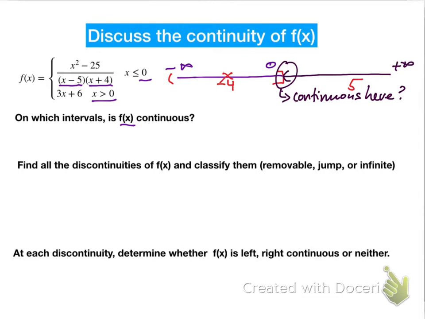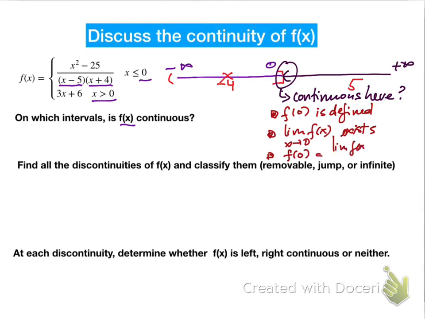Remember that for a function to be continuous at a point, we have to make sure that the function satisfies three conditions. The first condition is that f of 0 is defined. The second is that the limit of the function as x goes to 0 exists. And the third is that the function value at 0 is the same as the limit as x goes to 0.